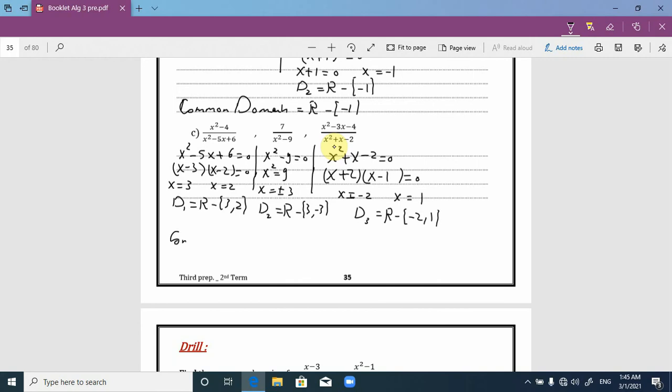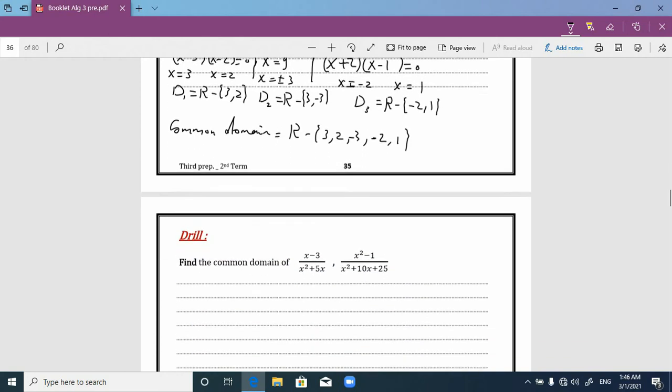So the common domain of these fractions together is R minus {3, negative 3, negative 2, 1}, with 3 not repeated.